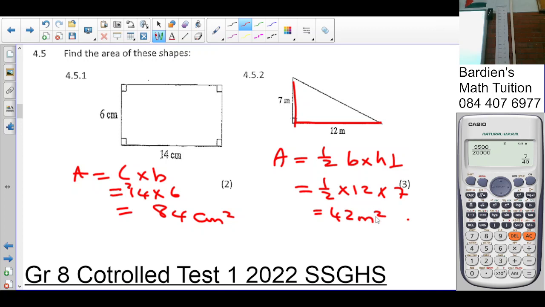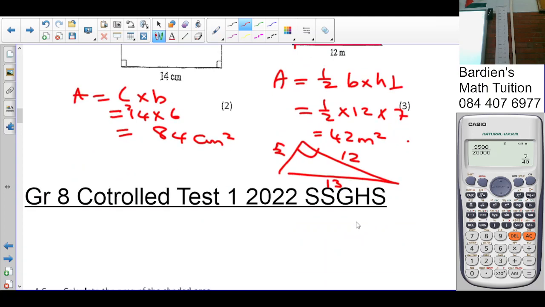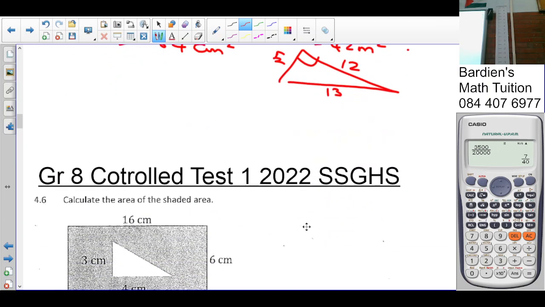What if the triangle is lying like this? This is 5, this is 12, and this is 13. How do you calculate the area of that shape? Area, this was not asked, no? What's the area of that shape? So half base times height, yes. So half base times perpendicular.